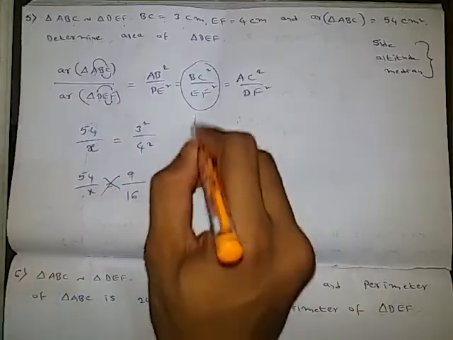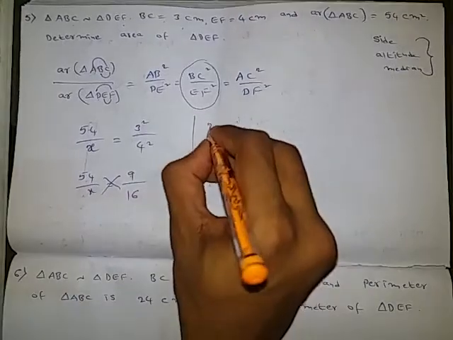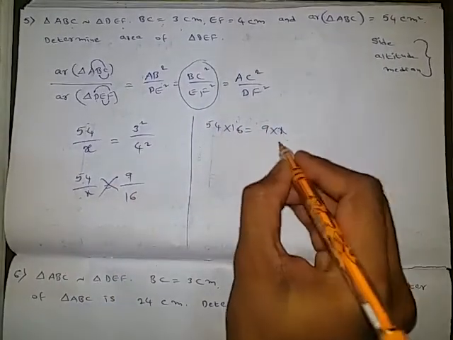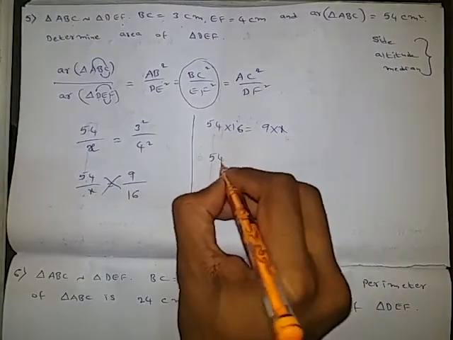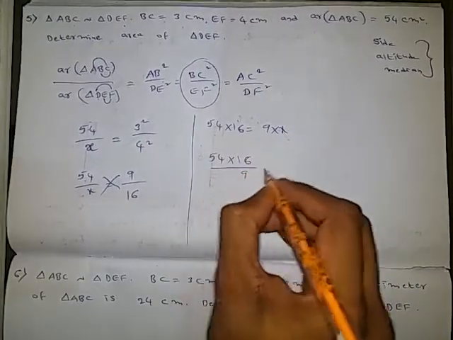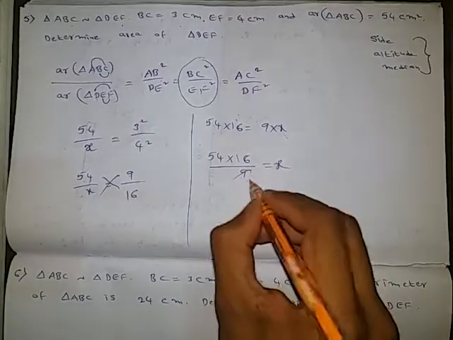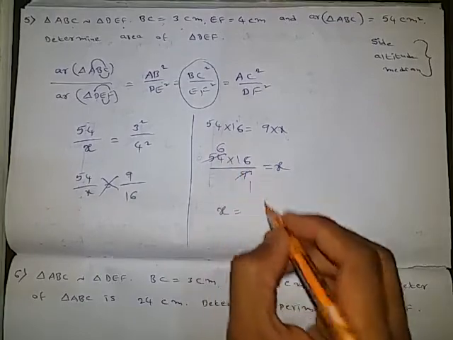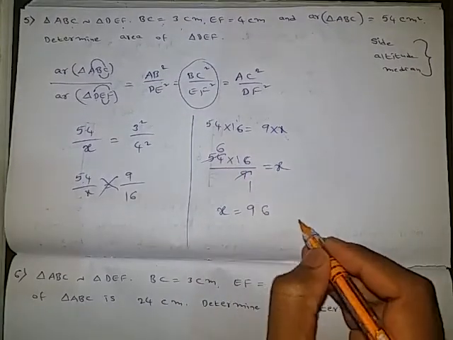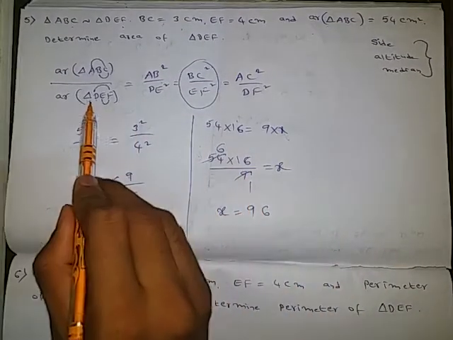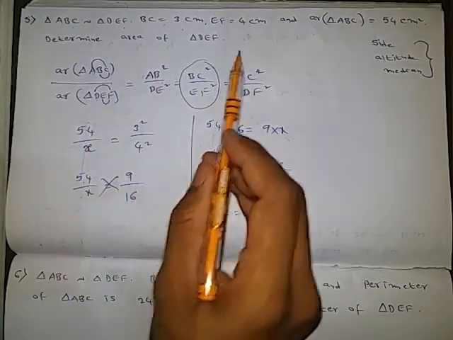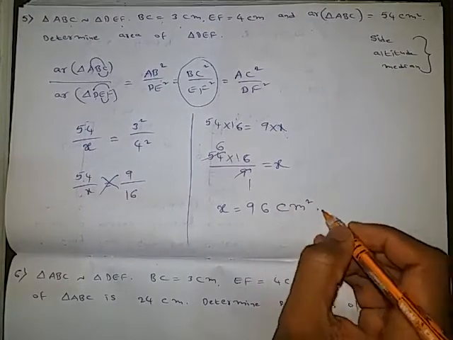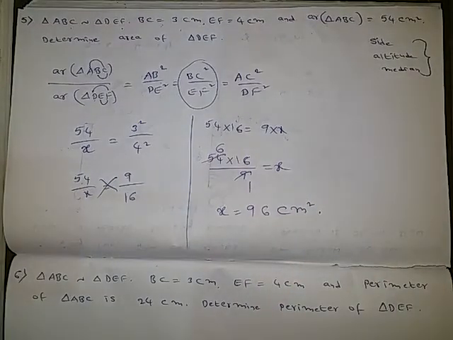Let us do cross multiplication. So 54 into 16 is equal to 9 into x. We want the x value, so bring the 9 this side: 54 into 16 divided by 9 is equal to x. 9 ones are 9, 6 are 54. So the x value is 6 into 16, 96. And here x is nothing but the area of triangle DEF. All the measurements are in centimeters, so this will become centimeter square.